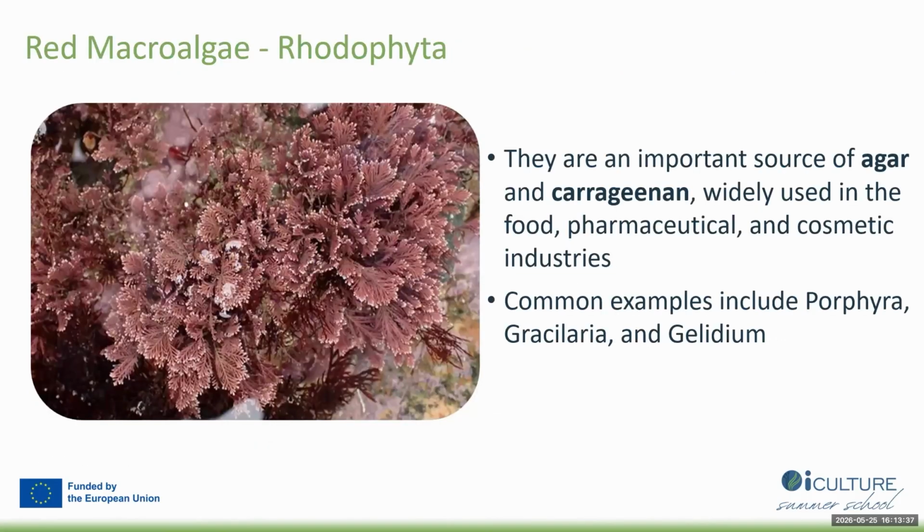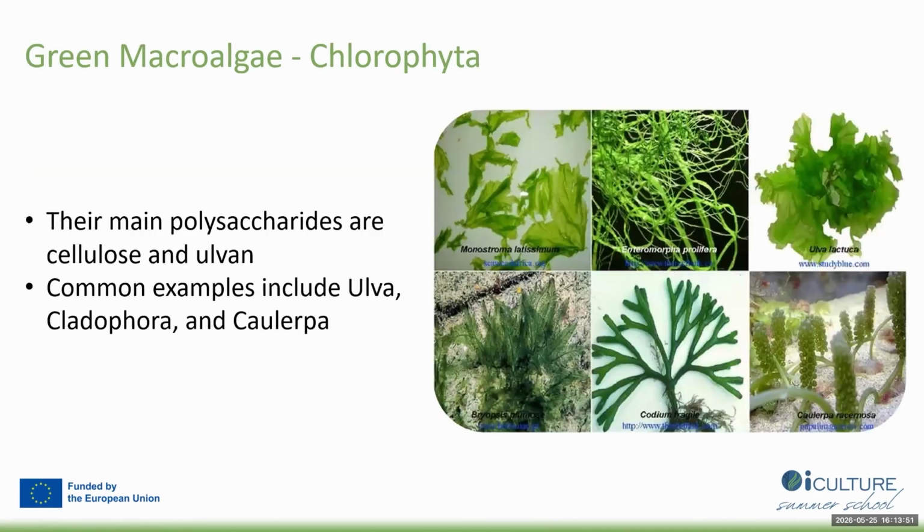Red macroalgae are rich in agar and carrageenan, and are widely used in food and pharmaceutical industries. Common examples include species like Porphyra, Gracilaria, and Gelidium. Green macroalgae now, or Chlorophyta, contain cellulose and ulvan as their main polysaccharides. Typical examples are Ulva, Cladophora, and Caulerpa.